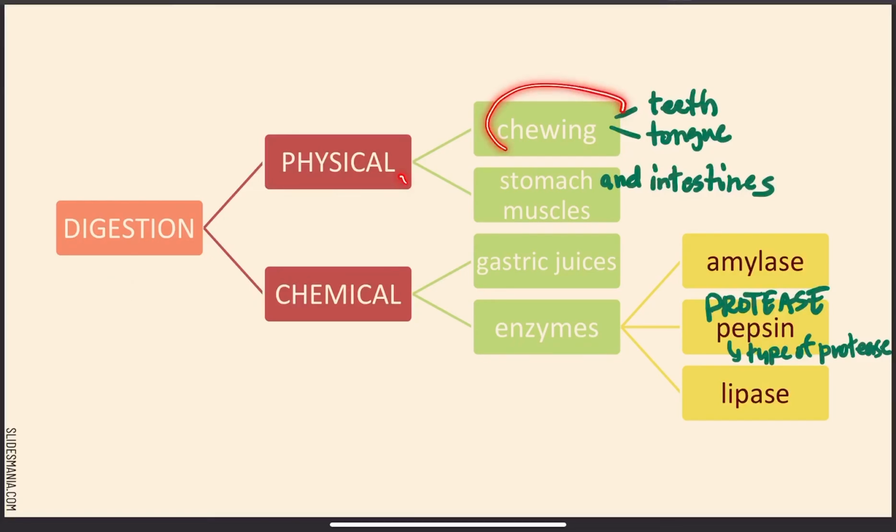And lastly, we summarized the process of digestion to break down food using physical and chemical means. Physical means chewing and using the stomach muscles and the intestines, contraction and relaxation, and chemical means gastric juices in your stomach, plus the enzymes. So hopefully this makes the digestive system clearer to you.